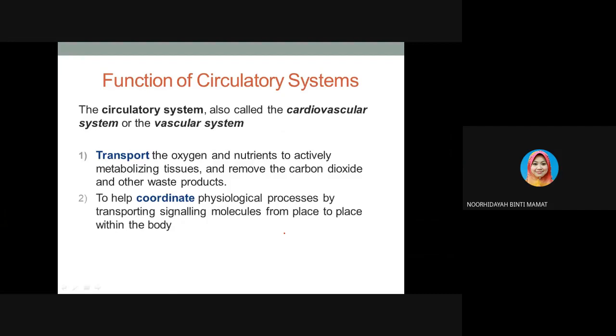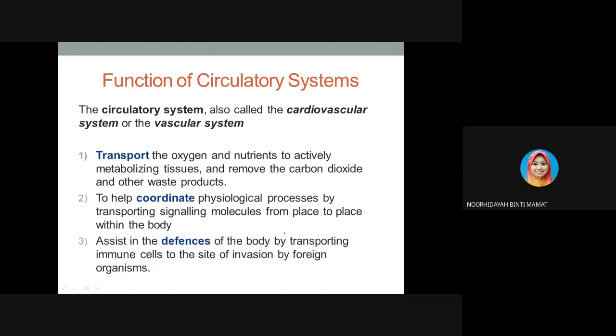So the circulatory system is also known as the cardiovascular system, or we can also call it the vascular system. The circulatory system is made up of the blood vessels that carry blood away from and towards the heart. We have three functions of the vascular system. The first one, we call transport. The second function is to coordinate, and the third function is to assist in the defenses.